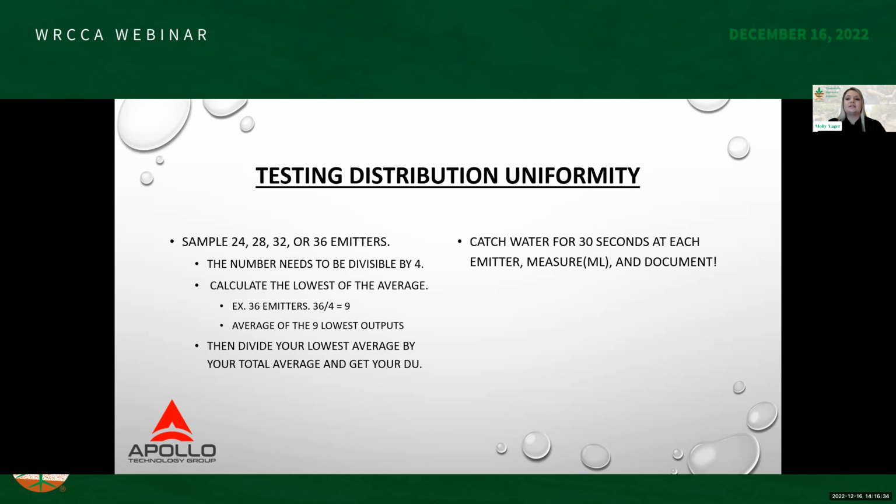And when you collect on those 36 emitters, for example, you're going to be catching water at each emitter for 30 seconds. I choose to use a graduated cylinder that has the measurements in milliliters. So when I get all those 36 readings, the goal is to calculate the lowest average. So 1/4 of 36 is 9. So the 9 lowest outputs, I'm going to divide whatever that total is into the total average, and that's going to provide me with a percentage. So the 0.95 or the 0.85 that was described before.